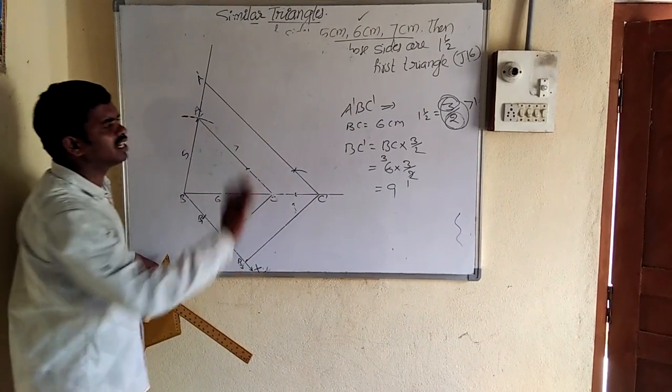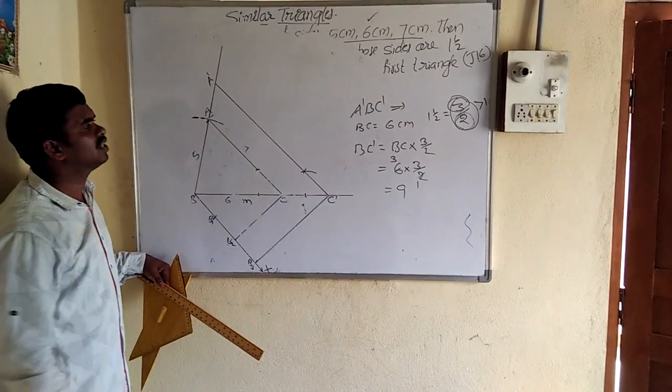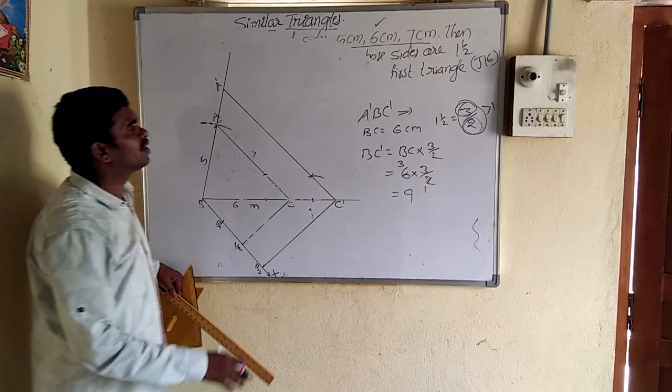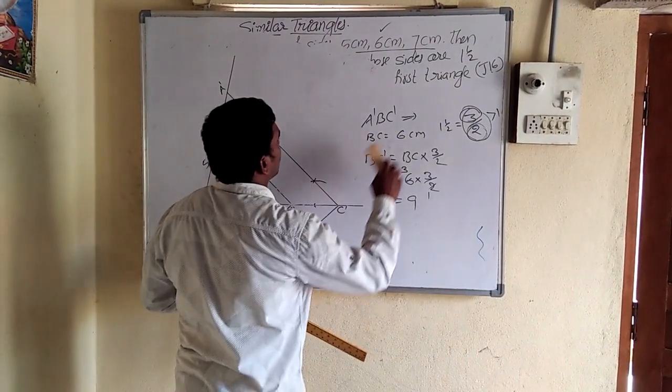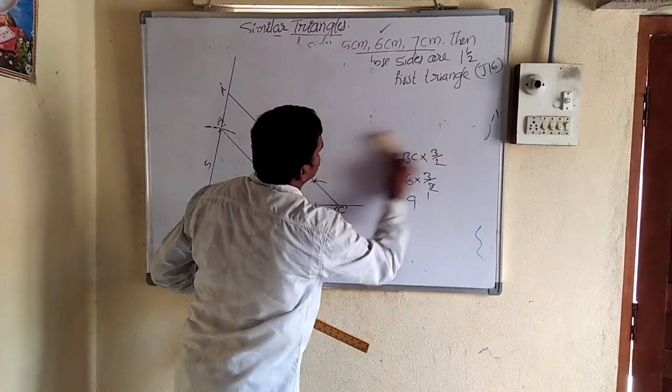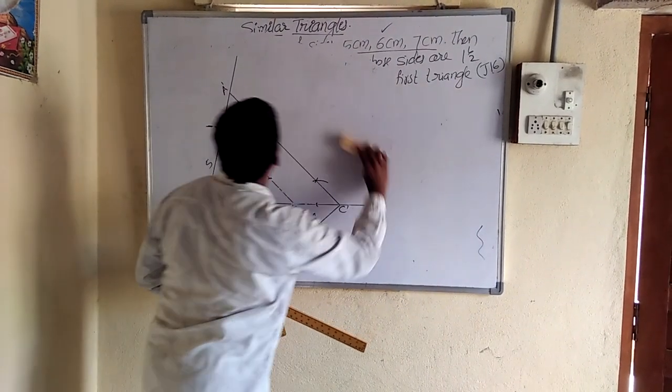If it is 9 centimeters, our construction is right. So this is the verification. Okay? That is to know whether our diagram is right or not. So verification is important.